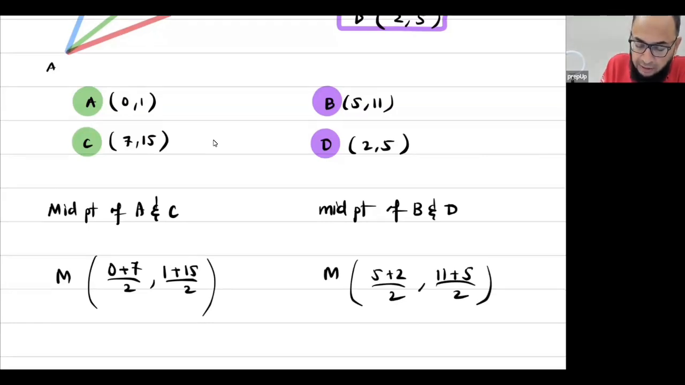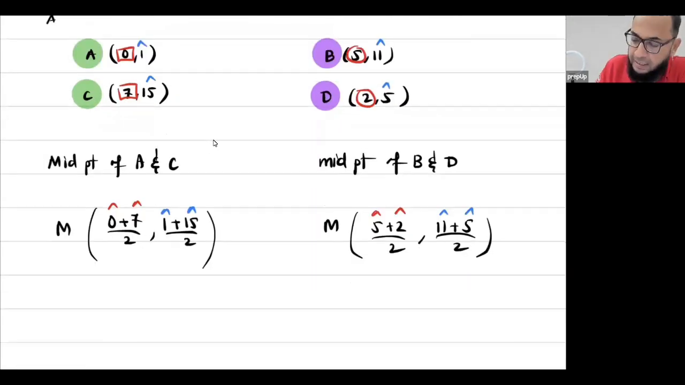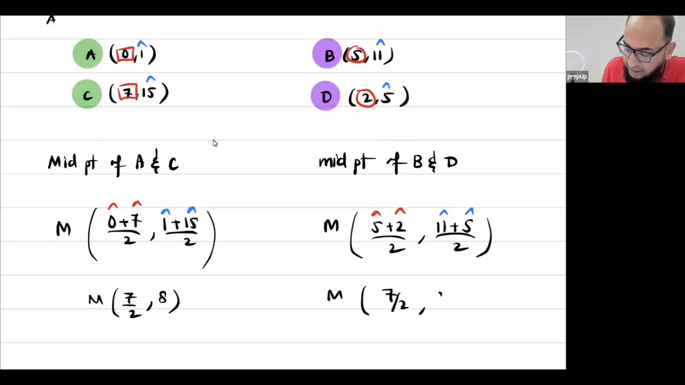Let me just use some color. This is 0 and 7, this is 5 and 2, and over here this is 1 and 15, this is 11 and 5. Now, are these answers the same? Yes, they are. This is M, which is 7 over 2, and 8.